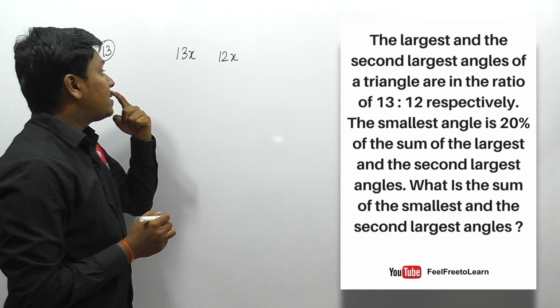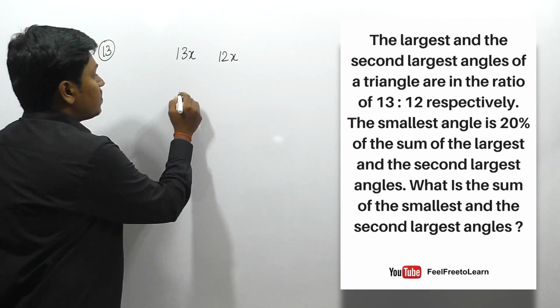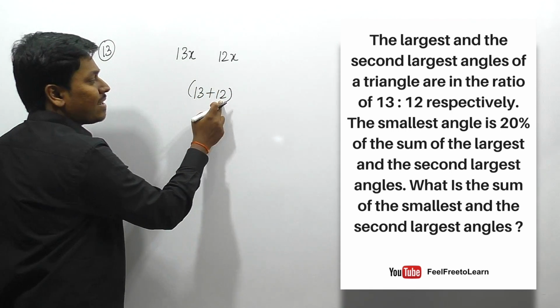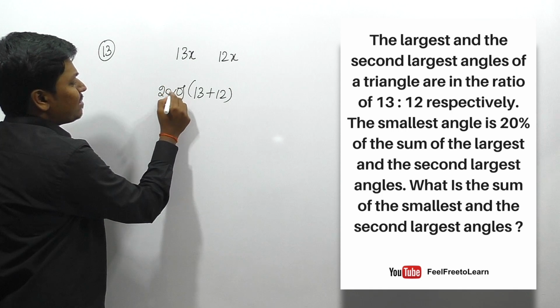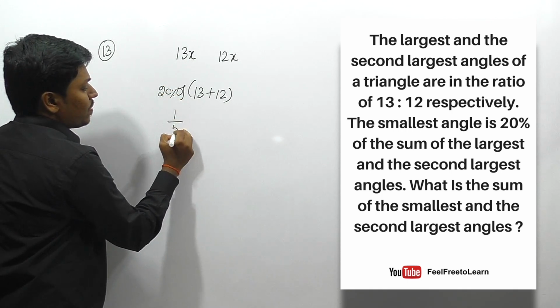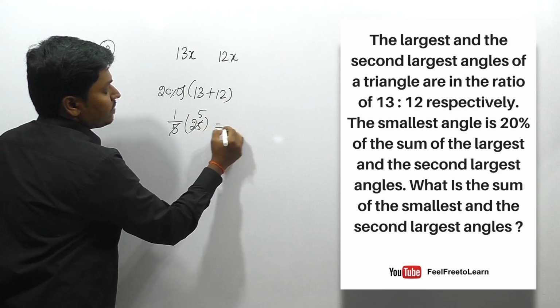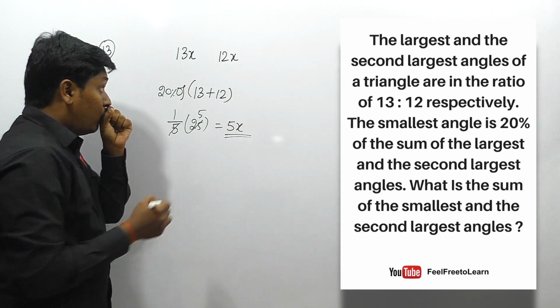The smallest angle is 20% of the sum of the largest and the second largest. So the third angle will be 20% of the sum of the remaining angles, right? The remaining angles are 13 plus 12, that is, the largest and the second largest angle. 20% is 1 by 5, so 1 by 5 of 25, the resultant answer will be 5. So finally we can say that the smallest angle of the triangle will be 5x, right?